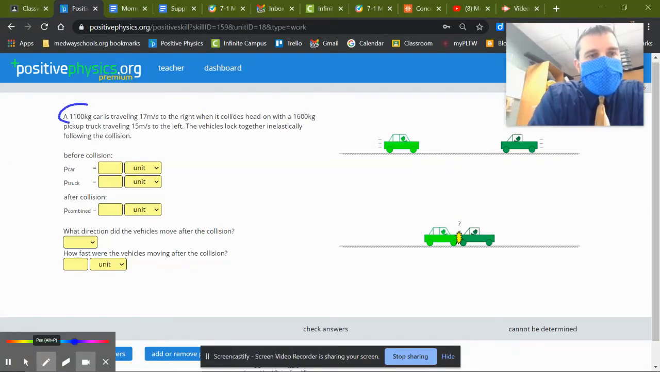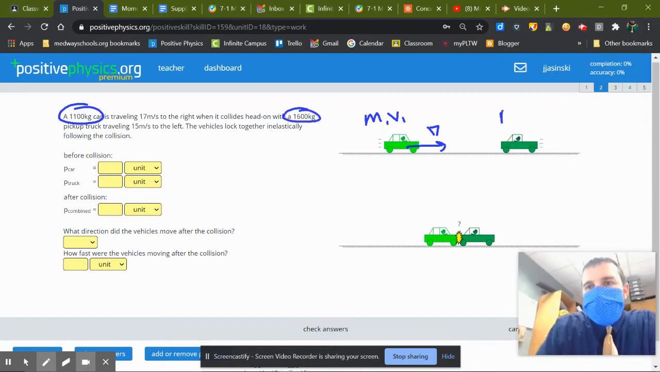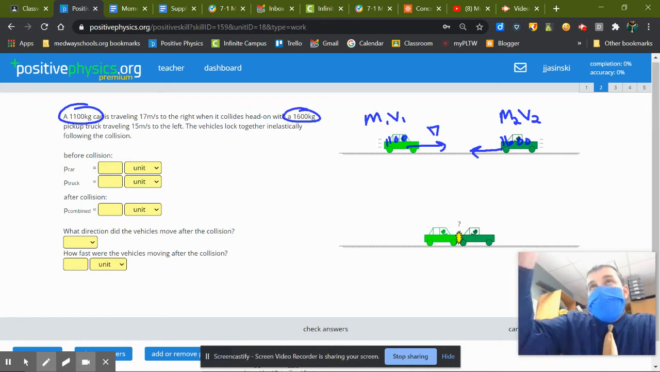Okay, so for this, I have an 1,100 kilogram car, so that gives me mass 1, traveling at 17 meters per second. So I have velocity 1, that's 17 to the right, when it collides head-on with a 1,600 kilogram pickup truck. I have M2, 1,600 kilograms, first one was 1,100, traveling 15 meters per second to the left. So that's V2, going to the left, slightly less.